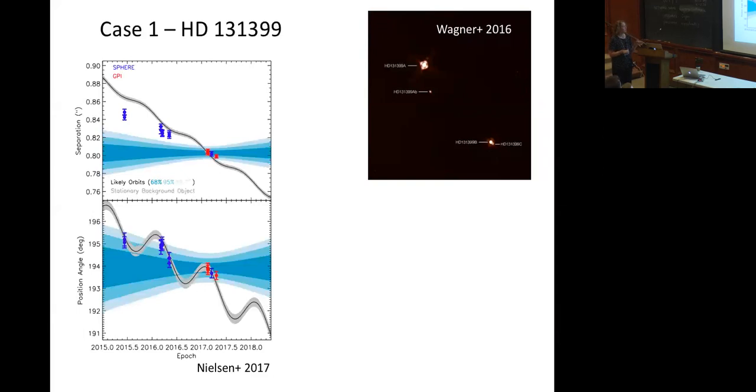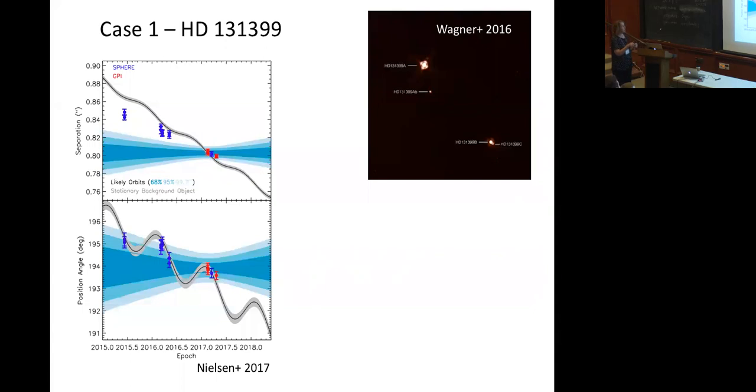Eric Nielsen wrote a paper on this following up the discovery paper. And here's the reason why this was believed to be a real planet. So just to break down this plot a little bit. This is time on this axis. And I'm showing position angle, like the angle between north and where the planet is detected, and the separation with time.